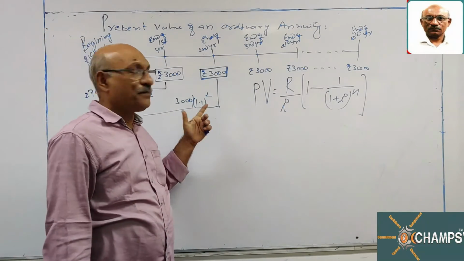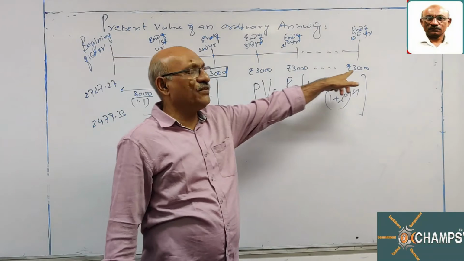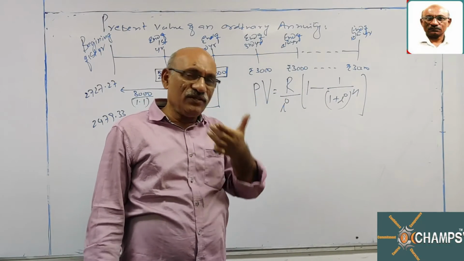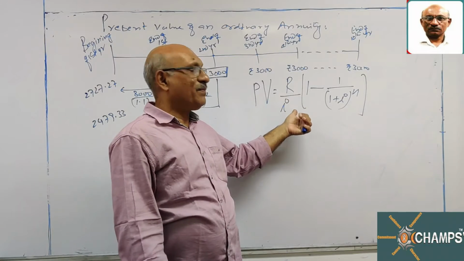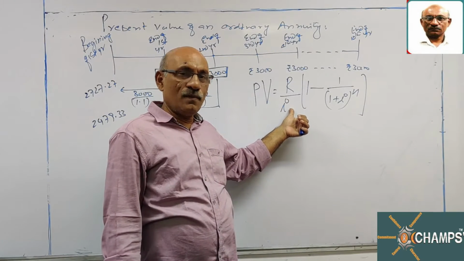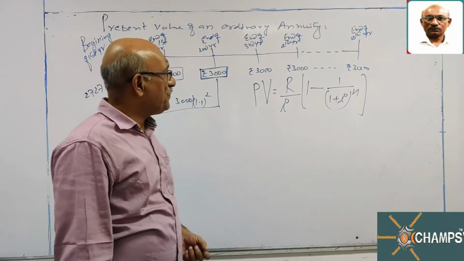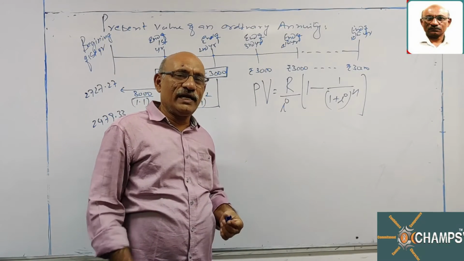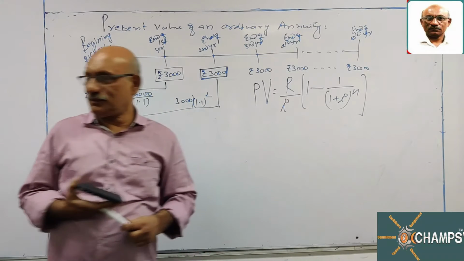Present value of my payments. 10 payments are there. What is the present value of all these payments? I get it by using this formula. Okay, note down this. I will consider numerical problems so that you will get it even in a better way.